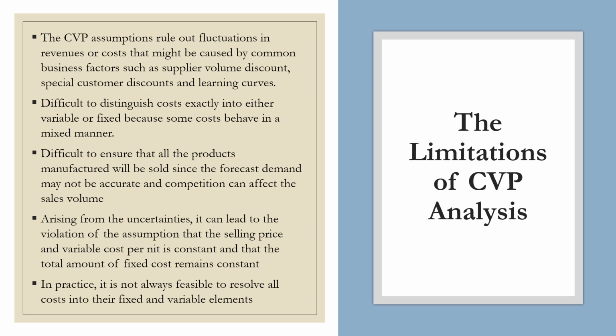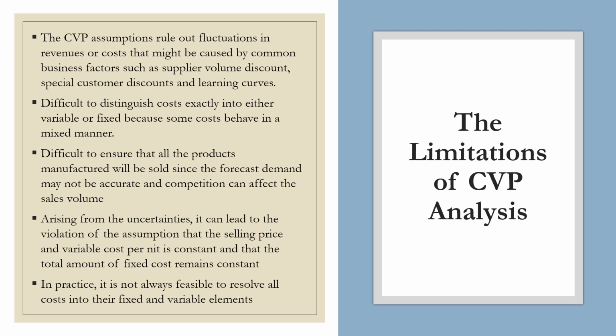And then number two, it's difficult to distinguish costs as variable or fixed. While CVP analysis assumes a clear line between variable and fixed costs, some costs behave in a mixed manner. For instance, certain overhead costs might partly vary with production level and partly remain fixed. So it can be challenging to accurately classify such costs in CVP analysis.